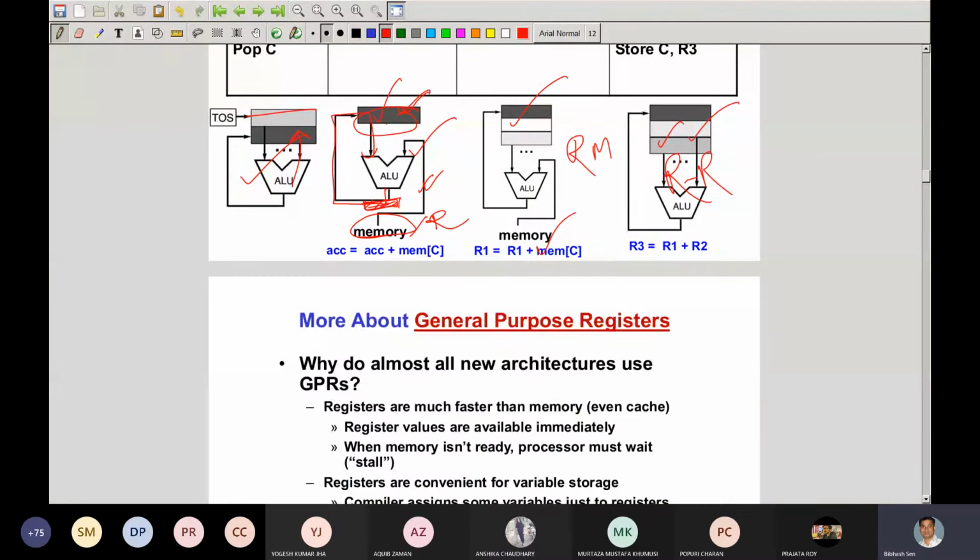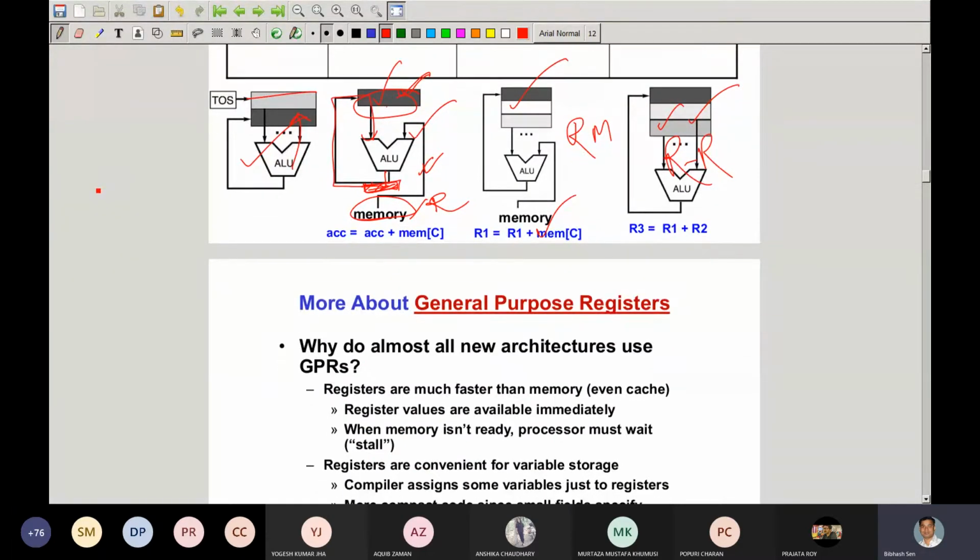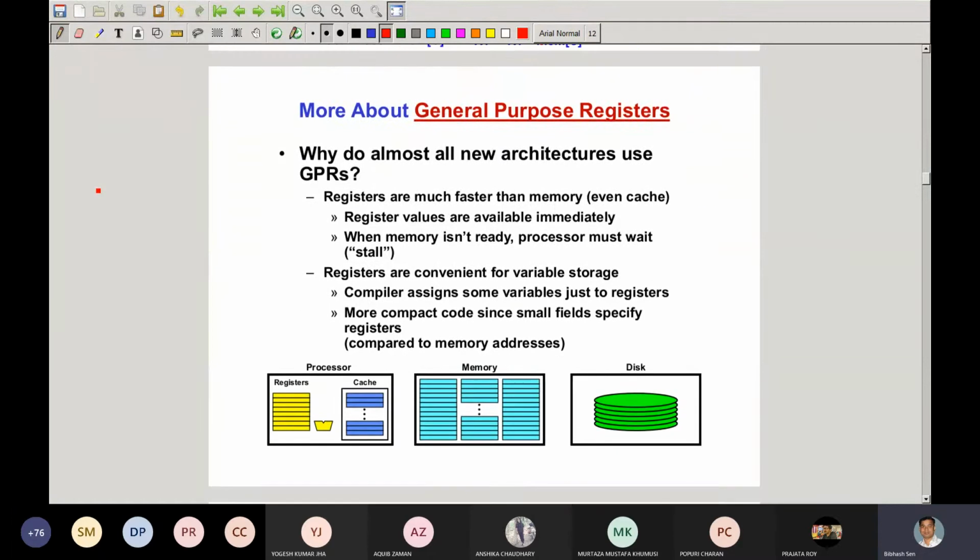Another point: if you go to the next sequence, particularly in general purpose registers, why do all new architectures use general purpose registers? That is one very important point. Sir, are they using general purpose registers? I have finished this part, sir. I have finished these topics in the last class.